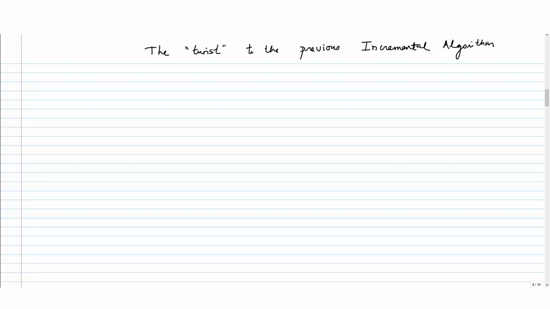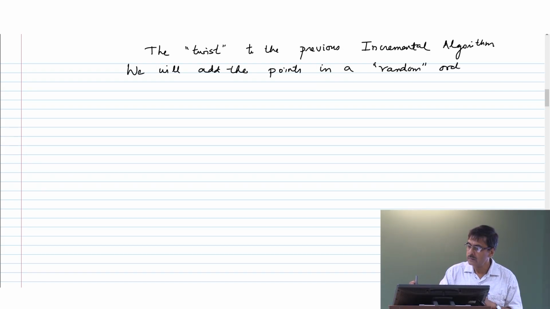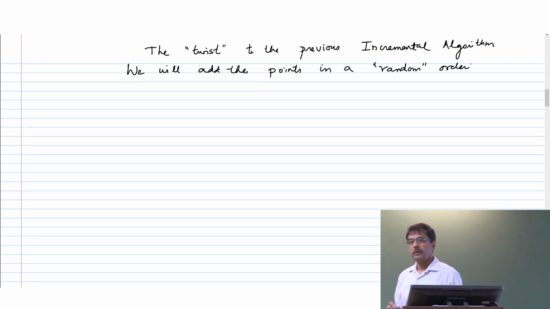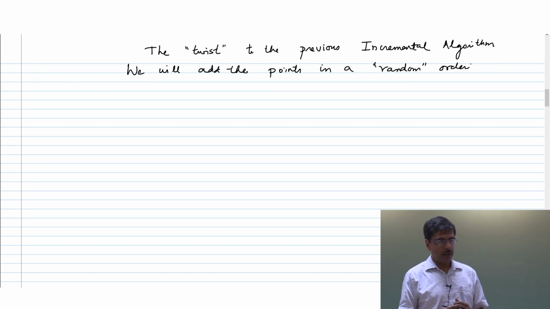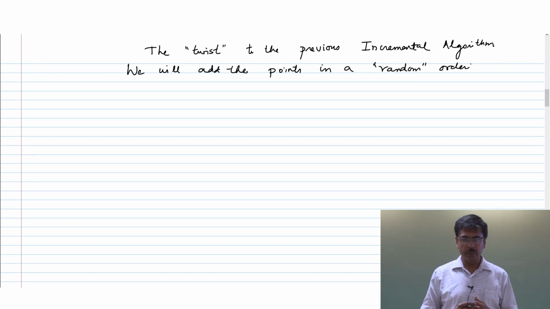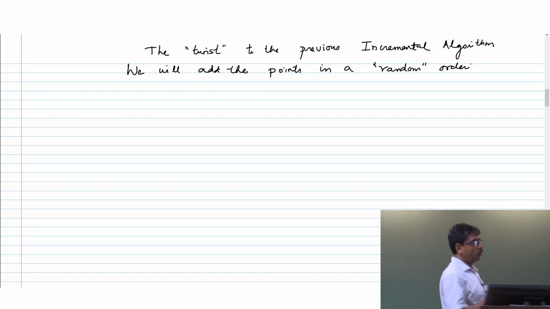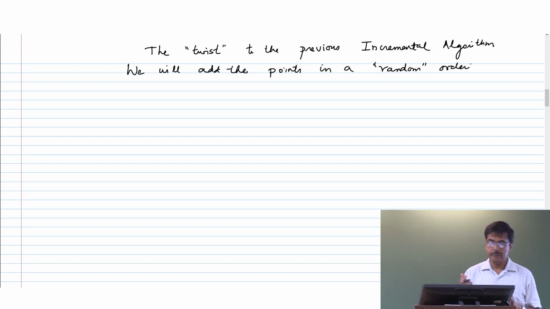So, this is an incremental algorithm, and the twist that I am mentioning is that the only thing that is left somewhat undefined is we will add the points in a random order. I just said we are going to add the points, I did not say how we are going to add the points. Now, I am saying I am going to add the points in a random order. Now, the random order means that all permutations are equally likely. Okay.